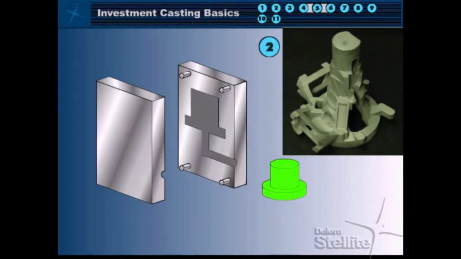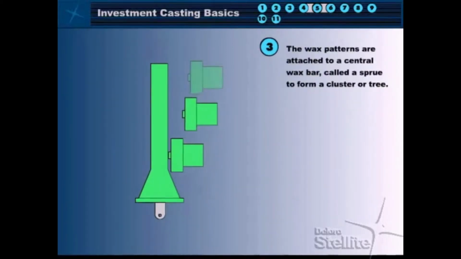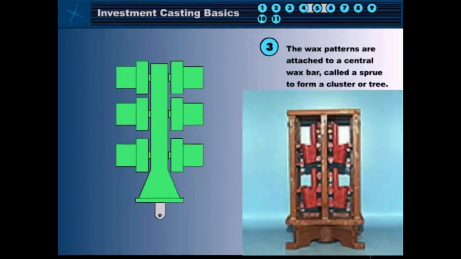We see here a wax pattern that has many complexities and fine detail in its structure. This inset shows the complexity of the aluminum tooling to make that wax pattern. An upper and lower half with slide mechanisms coming in from the side to create the cavities in the exterior profile. Next, the wax patterns are attached to a central wax bar called a sprue to form a cluster or tree. This inset shows an actual cluster or tree with 4 red wax patterns in the foreground and 4 more in the background. We'll follow this cluster along with the video in each step of the process.